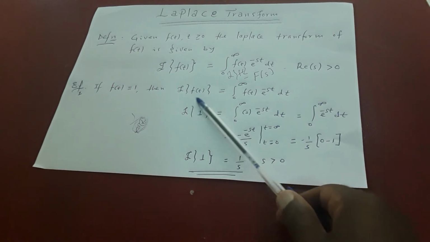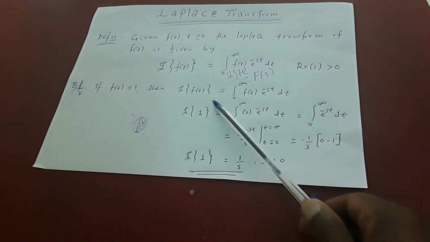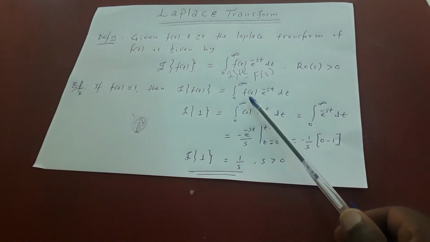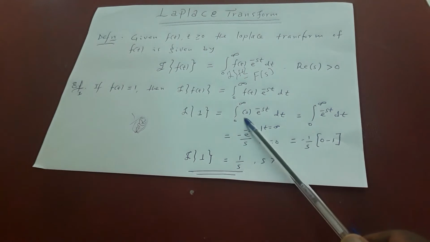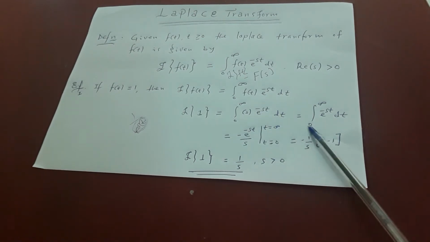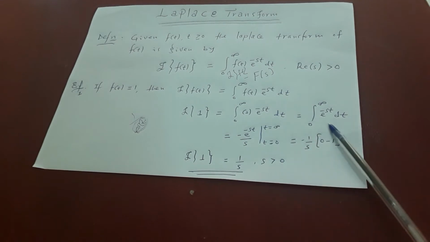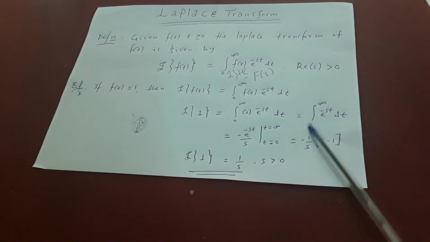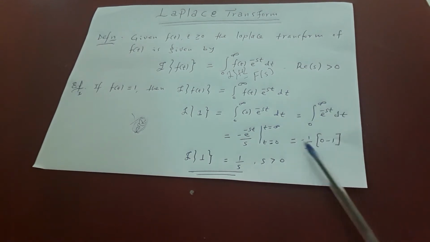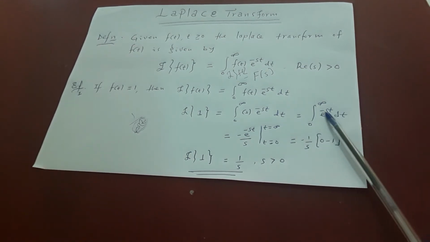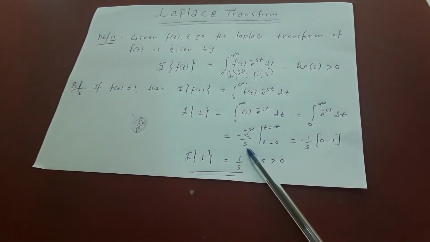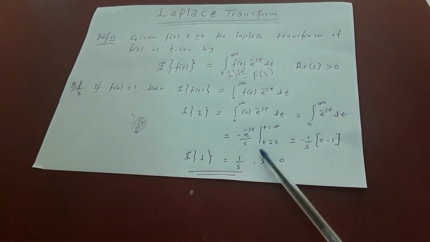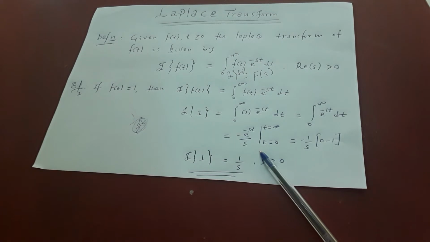So for whichever function f of t you encounter, we use the definition: from 0 up to infinity, the function itself, then e raised to minus st dt. In our case f is 1, so it is the integral from 0 up to infinity of 1 times e raised to minus st, which is e raised to minus st. Then we integrate using substitution, letting minus st be u, so du means minus s dt, and we get this form after integration.